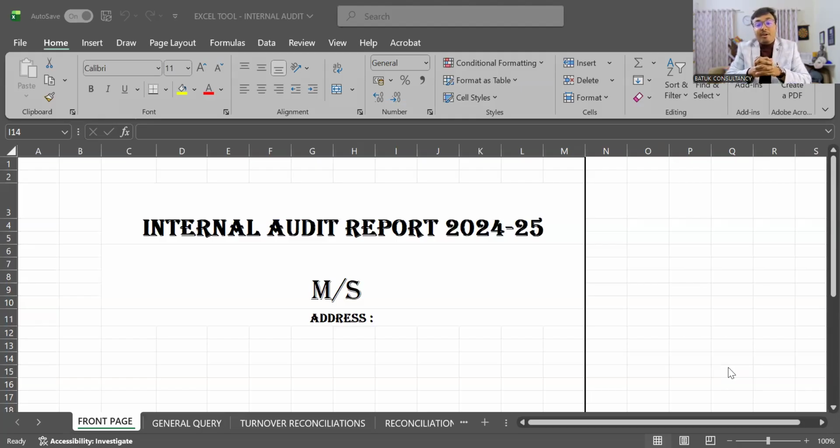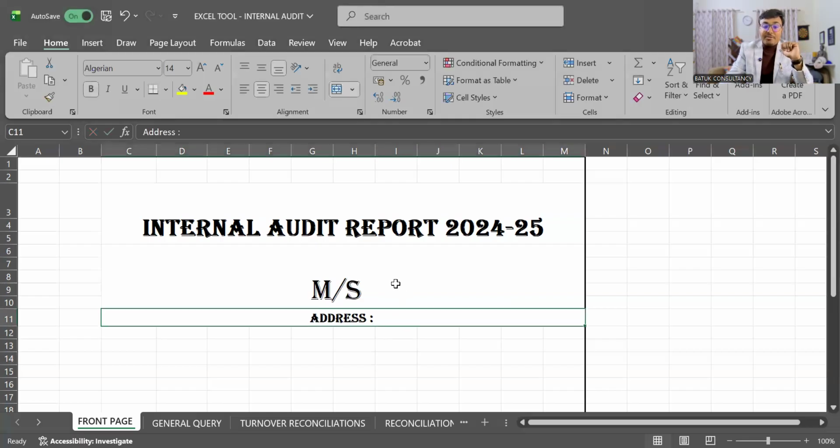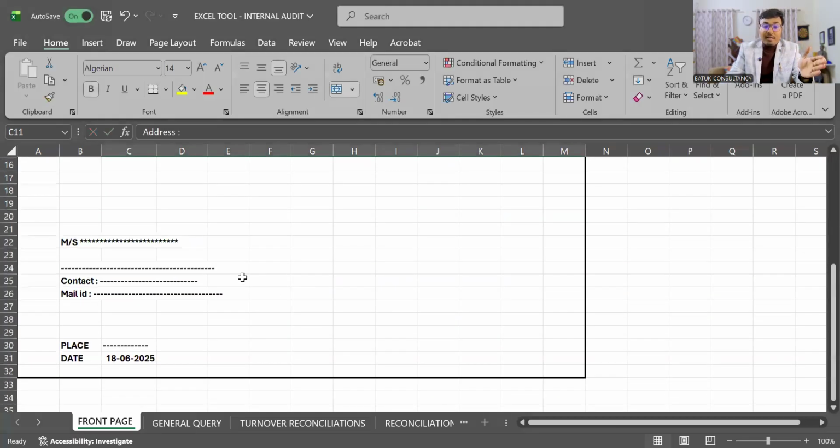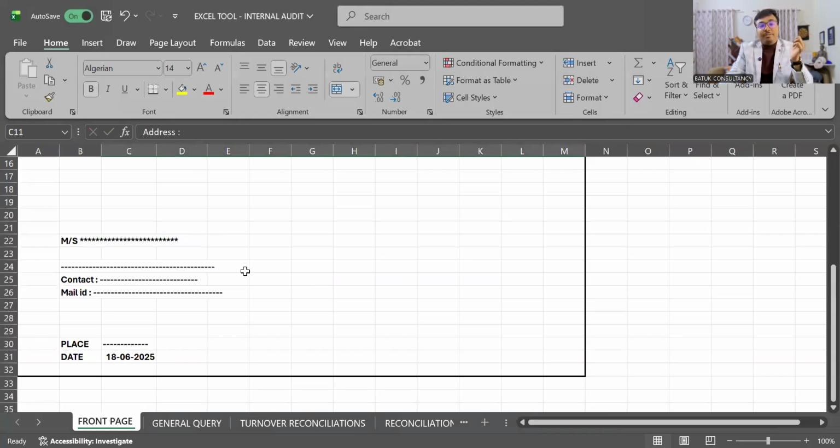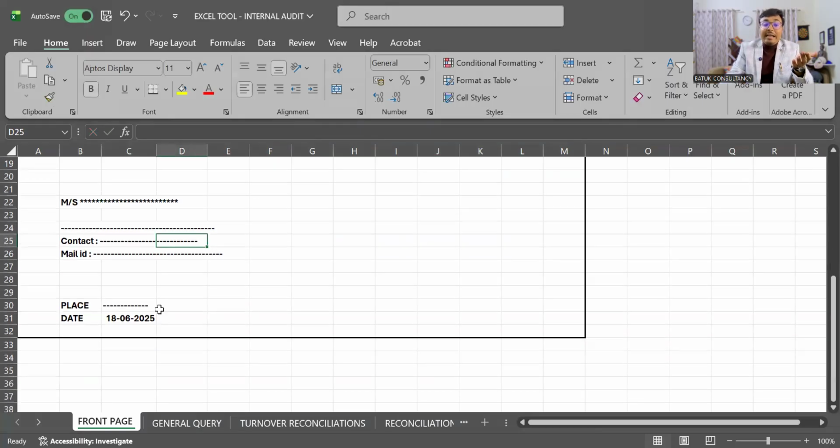Now, the internal audit report 2024-25, just for the financial year. Here you just need to put the firm name and address. As you are doing this type of report as a chartered accountant, GST consultant, or tax practitioner, you may mention your firm name, your own name, contact details, mail ID, date and place, so that if your client forwards this report to anyone, they will also get your contact details.